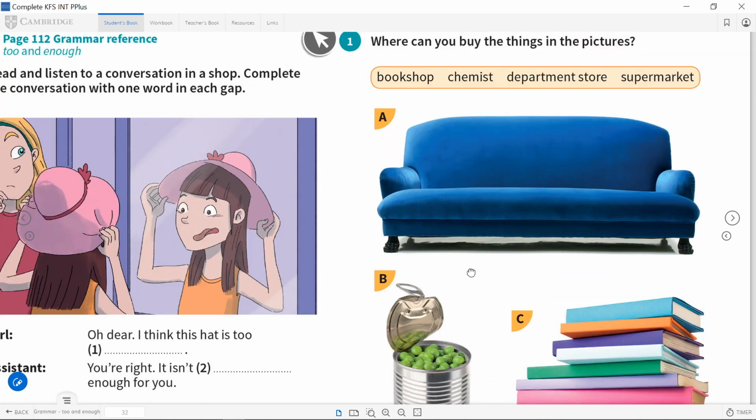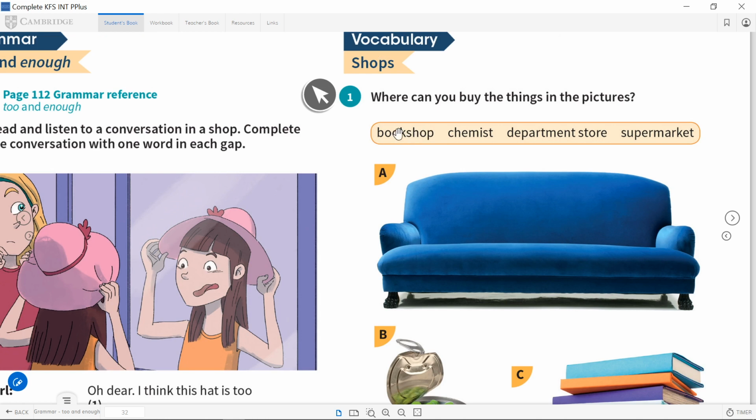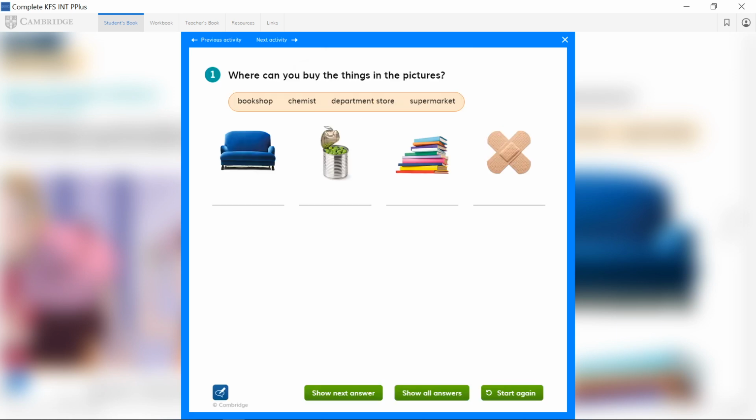Here we have some options. We have the bookshop, the chemist, department store, and supermarket. Excellent. So guys, this first example over here is this sofa. Remember, department store is where we can buy items like sofa and construction materials. So the first example here is the department store.